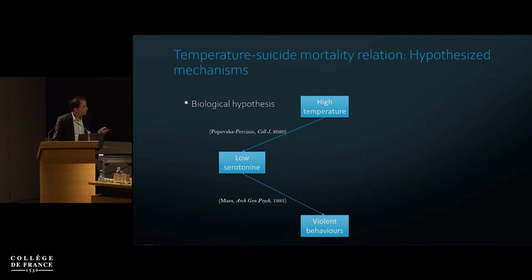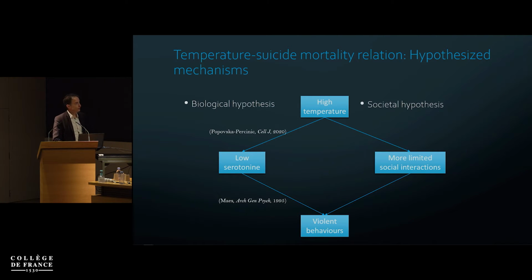So that's a biological hypothesis that couldn't be studied, obviously, in the macro data that we had at the population scale. A more sociological one would relate to social interactions being more limited in very warm days, possibly increasing the risk of suicidal act. Of course, these two hypotheses are not mutually exclusive.